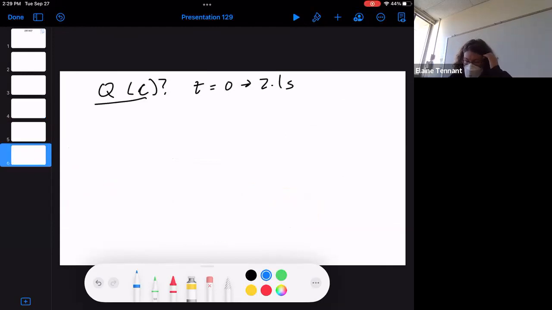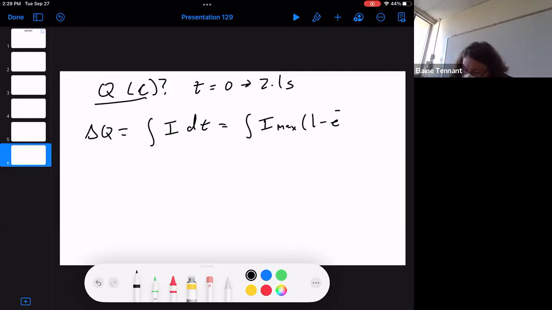Okay, let's look at it. So I have delta Q equals the integral of I dt. This is I max times 1 minus e to the negative t over tau, dt. I'll talk about the limits on this integral in just a second. But let's split it up. Well, first off, Imax. Is Imax a constant or a variable?